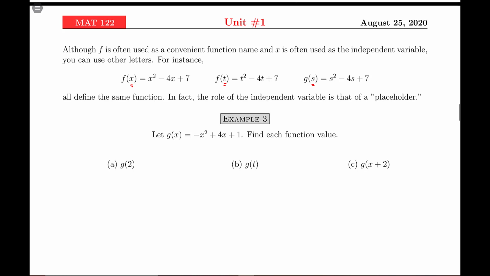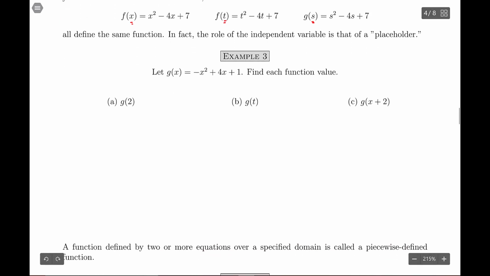So for example 3, we're actually just going to evaluate some simple functions. We're using g of x equals negative x squared plus 4x plus 1, and for part A we're substituting 2 in for x. So we have g of 2 is equal to negative quantity 2 squared plus 4 times 2 plus 1. And I'm going to stop right here for a minute.